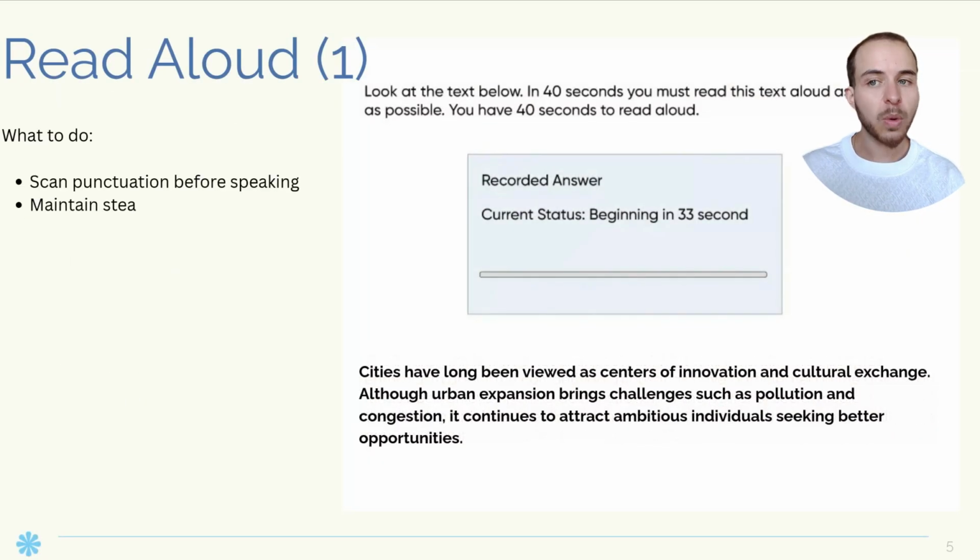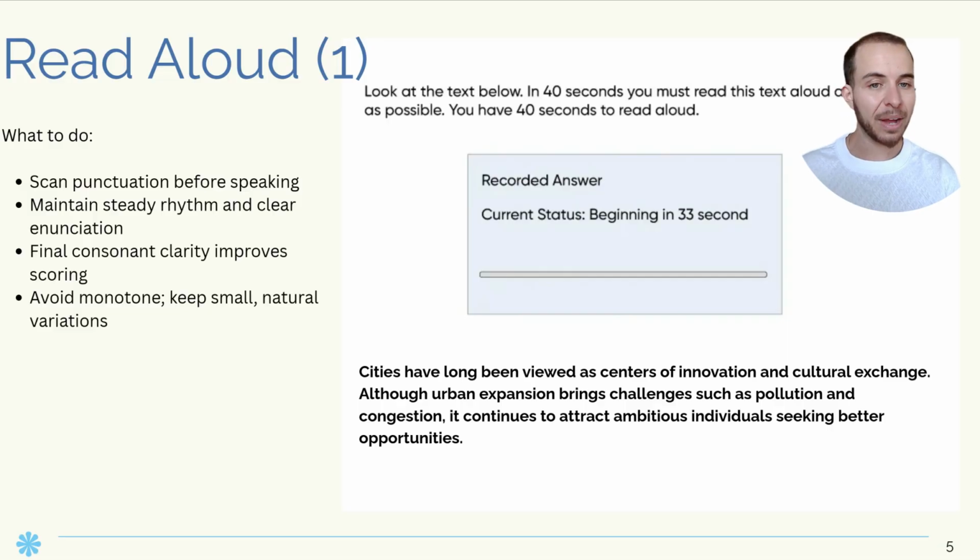So the very first question is going to be read aloud. In this type of question, you're simply going to read the sentence that is in front of you. But the biggest tip is don't try to imitate an English accent. It's okay to have a non-native accent. You are not dinged points for that. However, you do want to match punctuation and enunciation. So when there is a period or a comma, you should be pausing or slowing your speech.